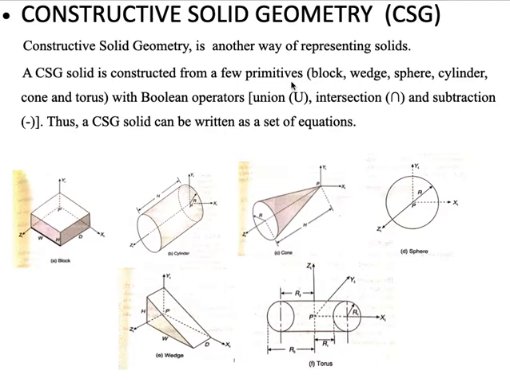Here are some primitives of CSG solid construction, built from a few primitives, then combined with Boolean operations. Constructive solid geometry, as we have already said, is a way of representing solids with primitives and Boolean operations. What exactly is a Boolean operation?